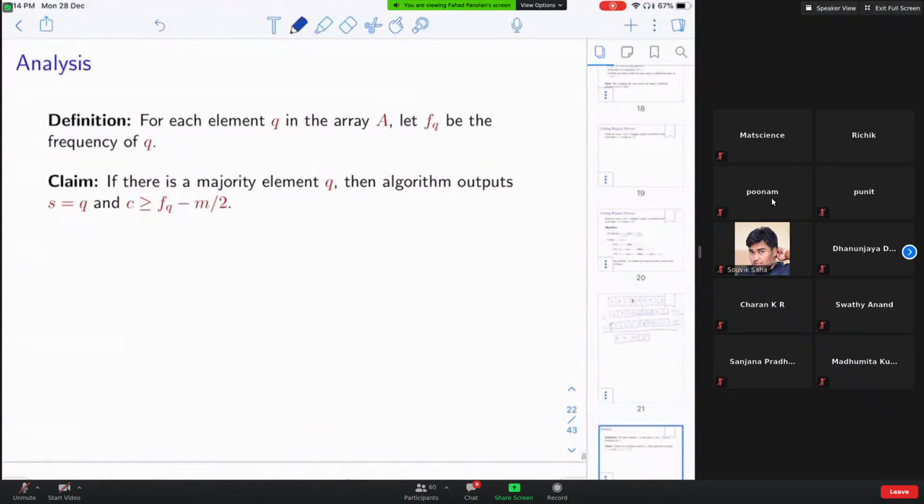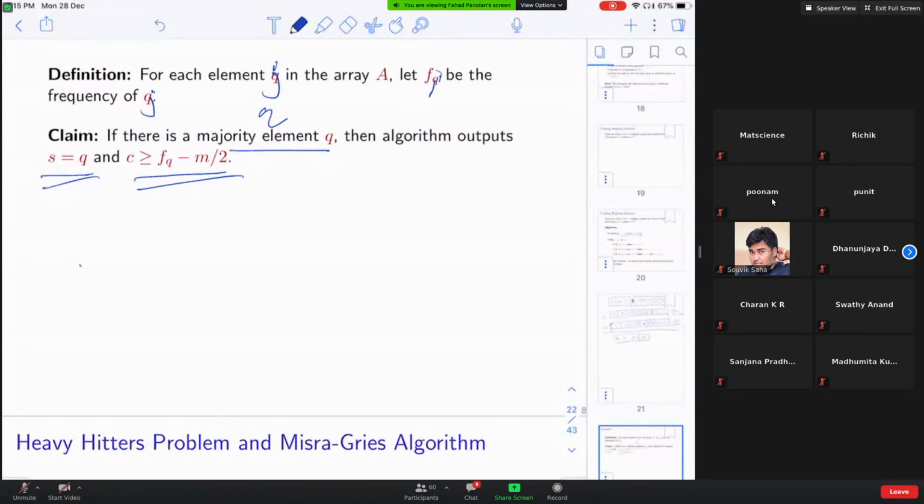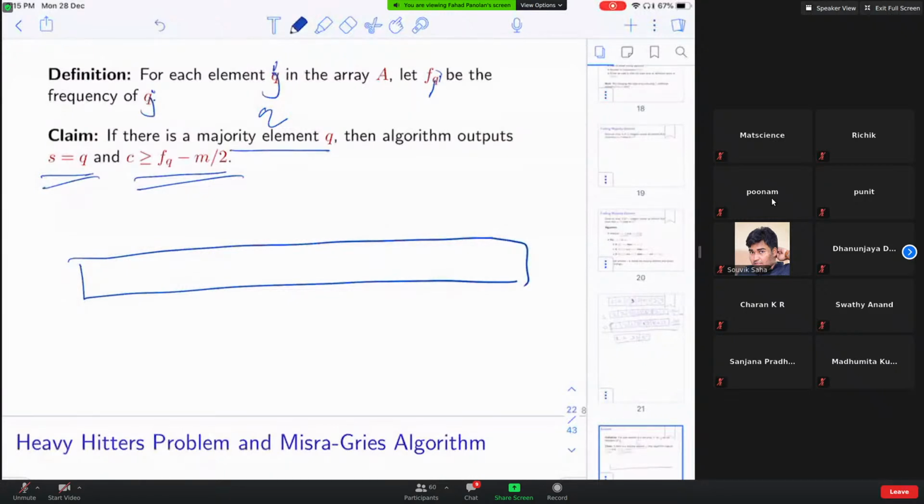Okay, so for every element Q in the array, let FQ be the frequency of Q, the number of times Q occurs in that array. And maybe I use J here, and then Fj. Suppose there is a majority element, which is Q. I will claim that the algorithm output S is equal to Q, and the C value will be at least FQ minus m by 2. Now to see that proof, just look at this. Here is the input array.